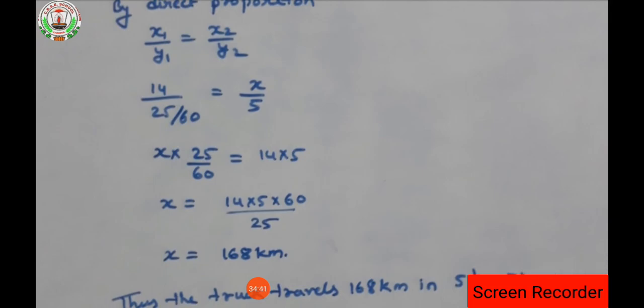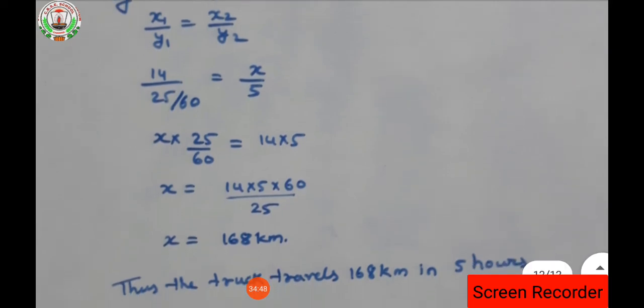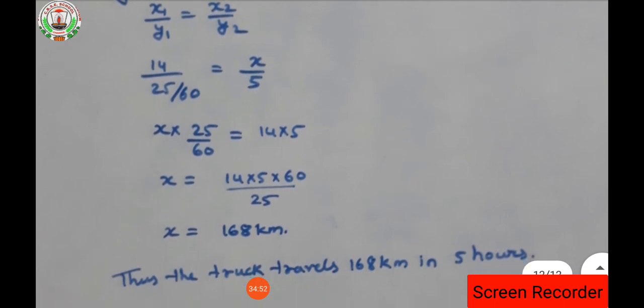So cross multiplying the terms, 25 upon 60 into x is equal to 14 upon 5. While doing the calculations, what result will we get? We will get the answer, x is equal to 168 kilometers. Thus the truck travels 168 kilometers in 5 hours.